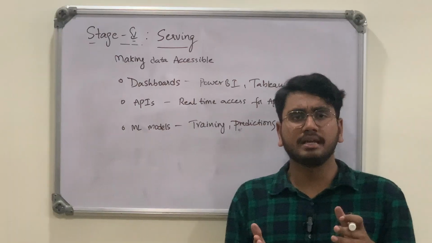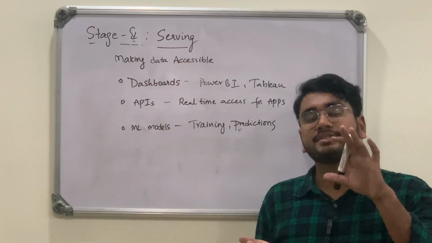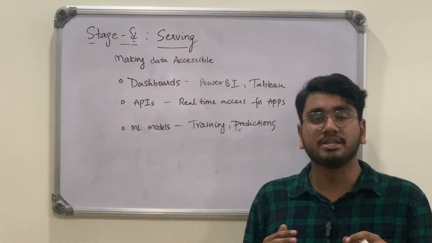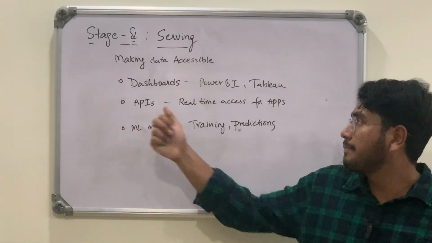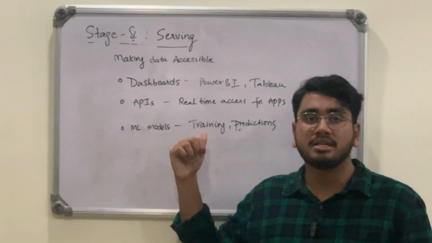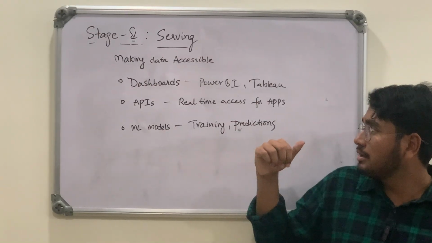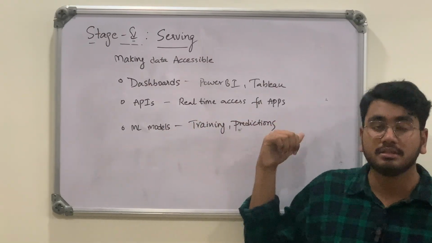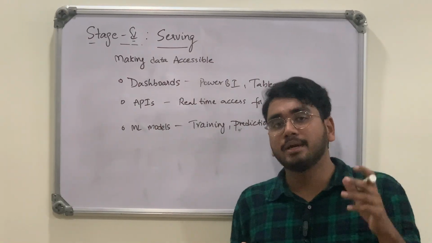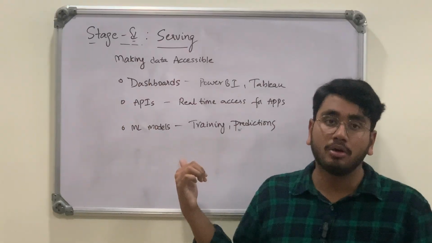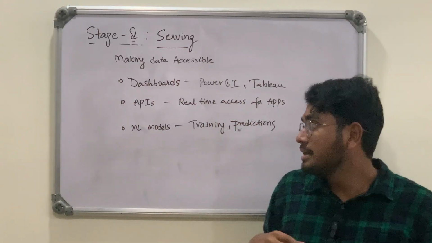So dashboards are used to visually represent the insights that we get from data and show it to a non-mathematical or statistical person. Now APIs are the real-time access for apps, right? So whenever you're using a certain app, if any data is required by that app, it will do an API call, and the data will be retrieved.